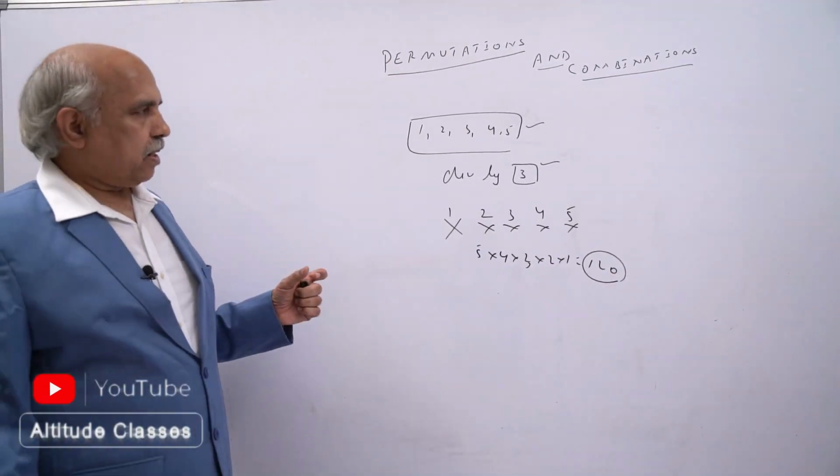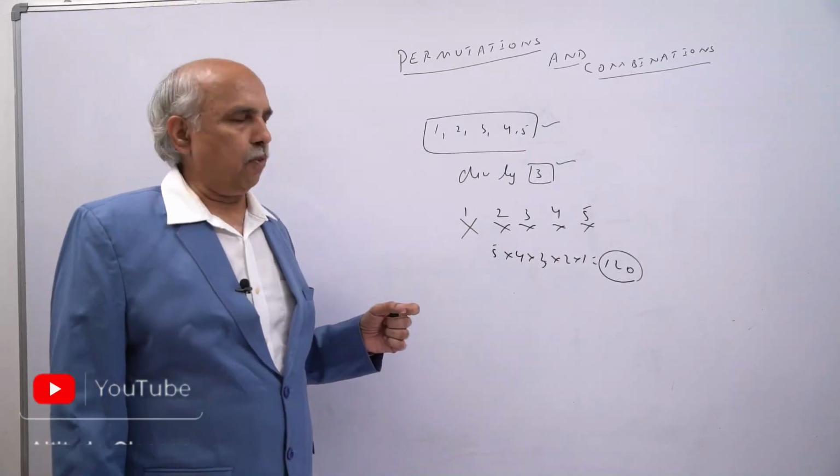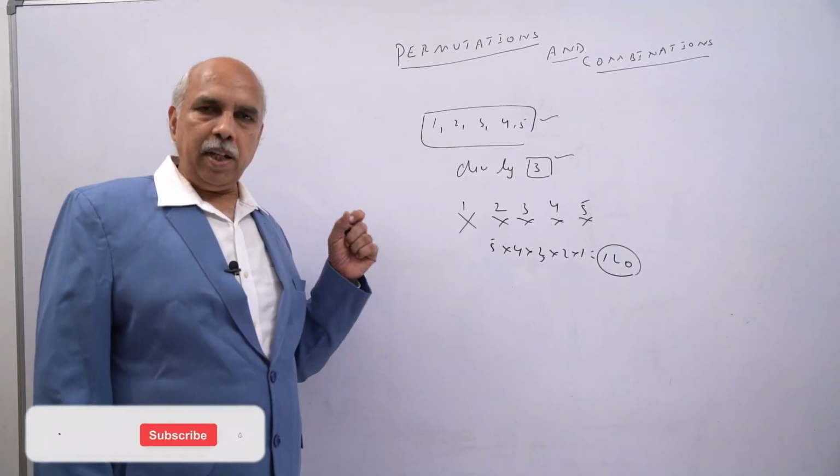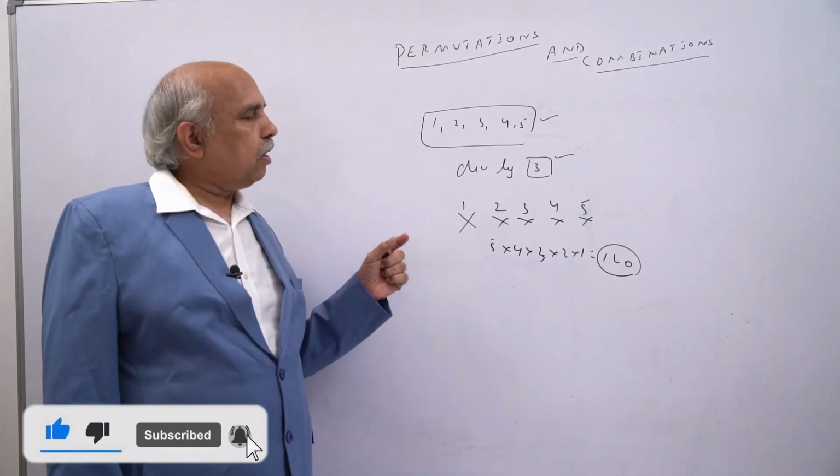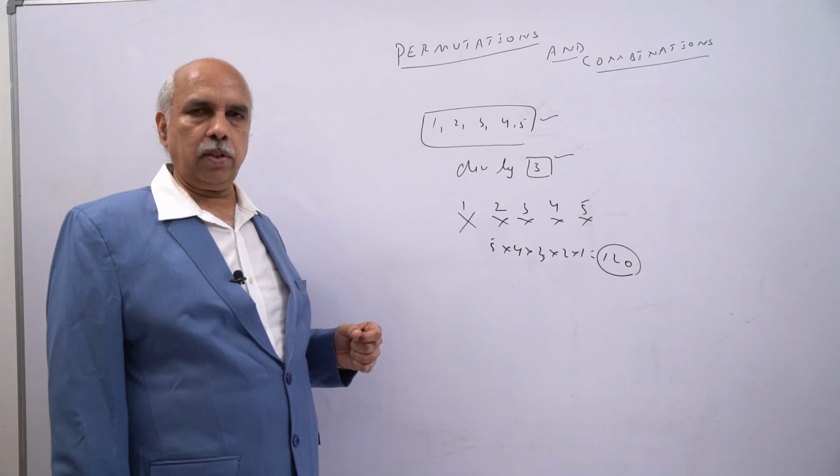So how many 5-digit numbers can be formed using the digits 1, 2, 3, 4, 5 divisible by 3? Repetition not allowed is not mentioned in the question, but we take it as default for these kind of questions. We go to the next question.